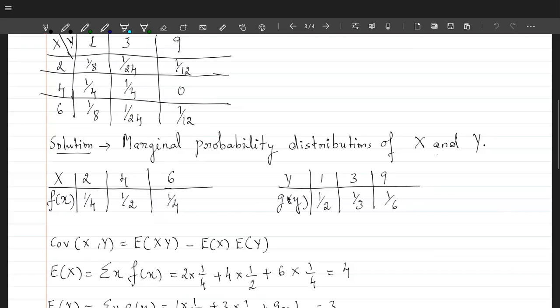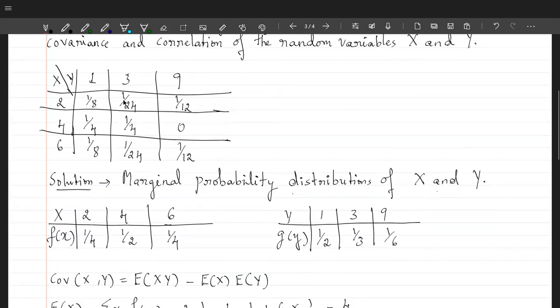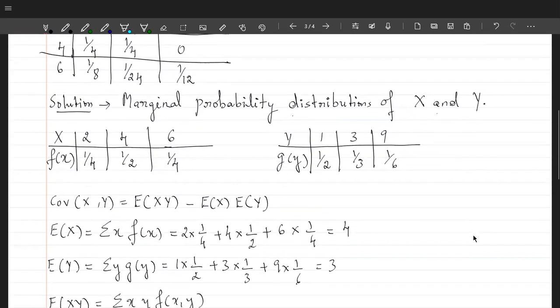Similarly, we can get the marginal distribution of y. You can see that y takes these three values here, 1 or 3 or 9. And the corresponding probabilities can be obtained. For y is equal to 1, the corresponding probability will be 1 by 8 plus 1 by 4 plus 1 by 8. The value is 1 by 2. When y is 3, the corresponding probability will be this column sum. And for y equal to 9, this is the probability. That is, if you add these two values, you get the required probability.